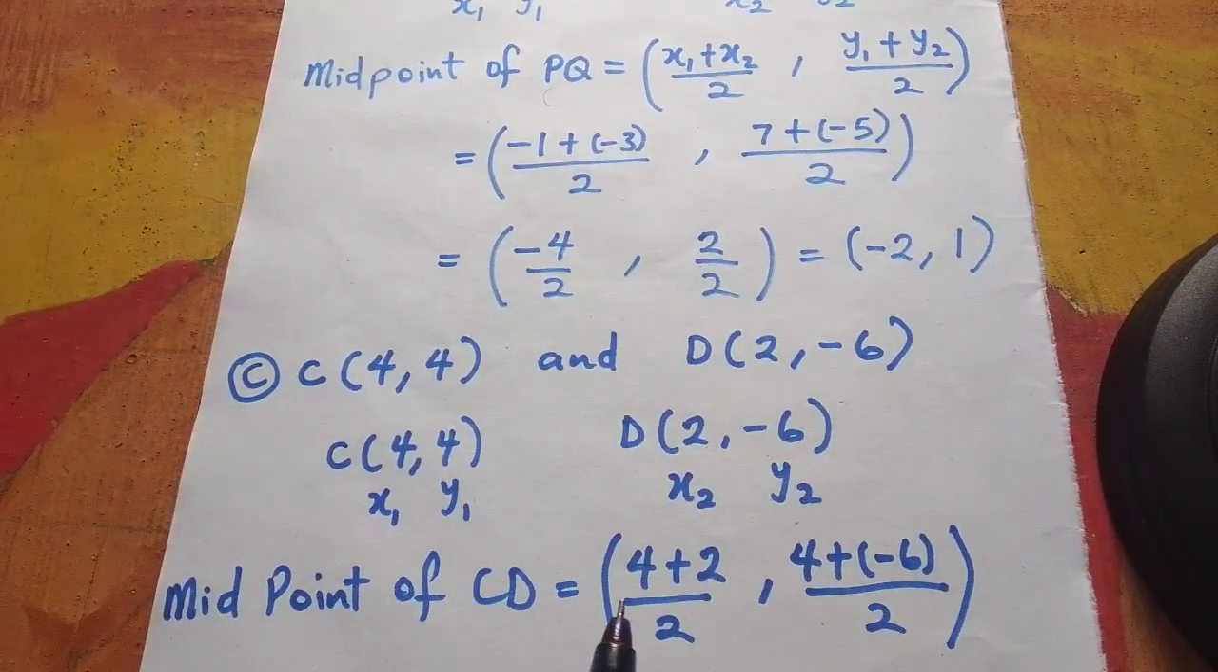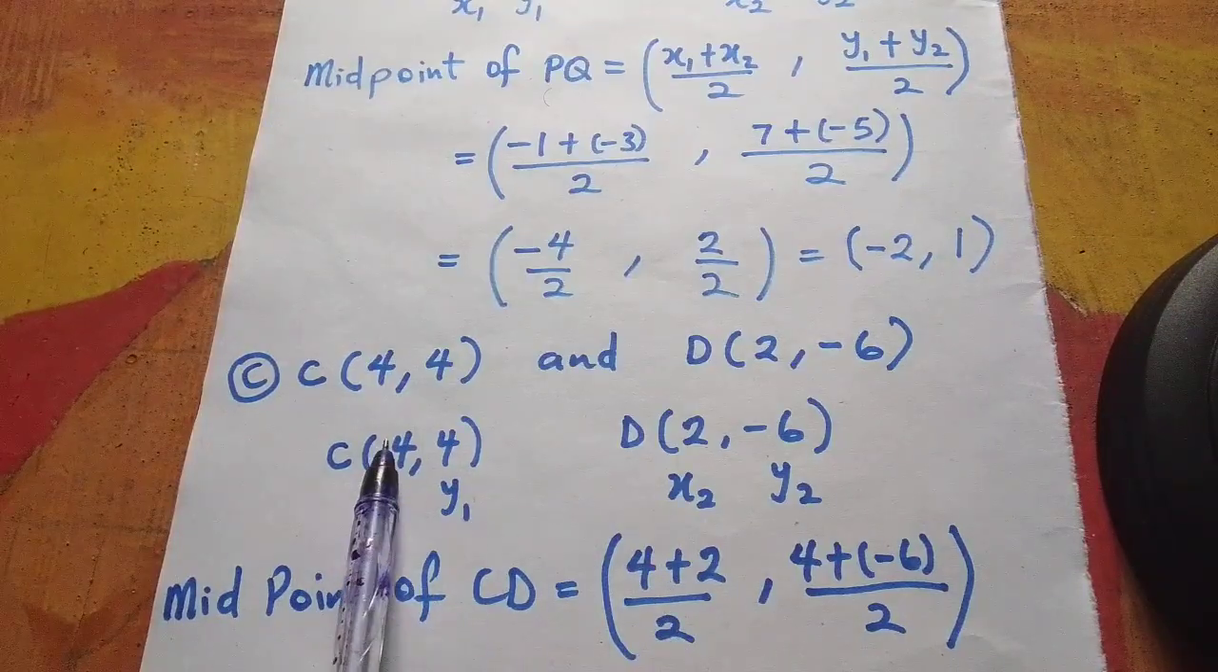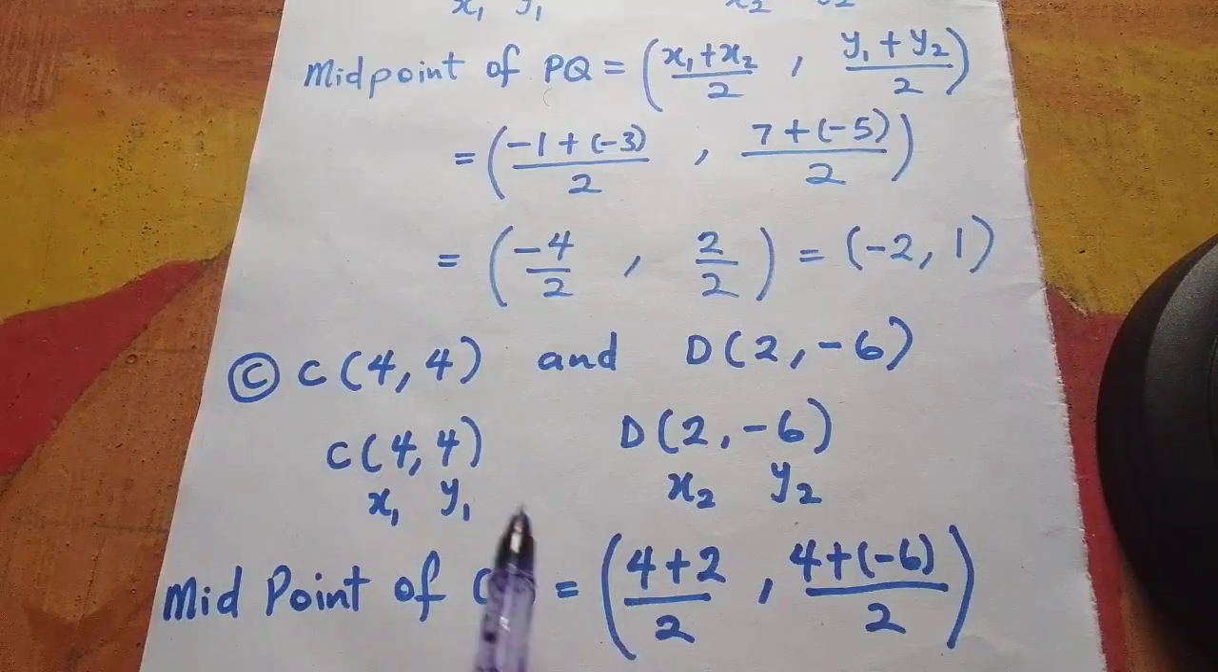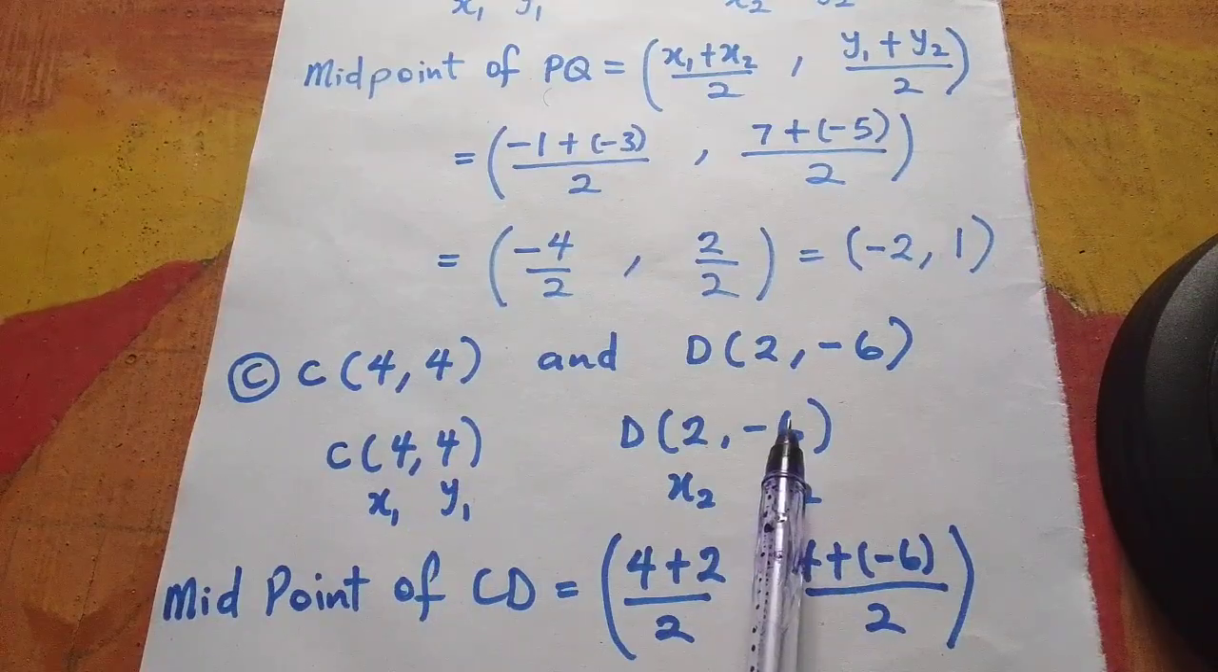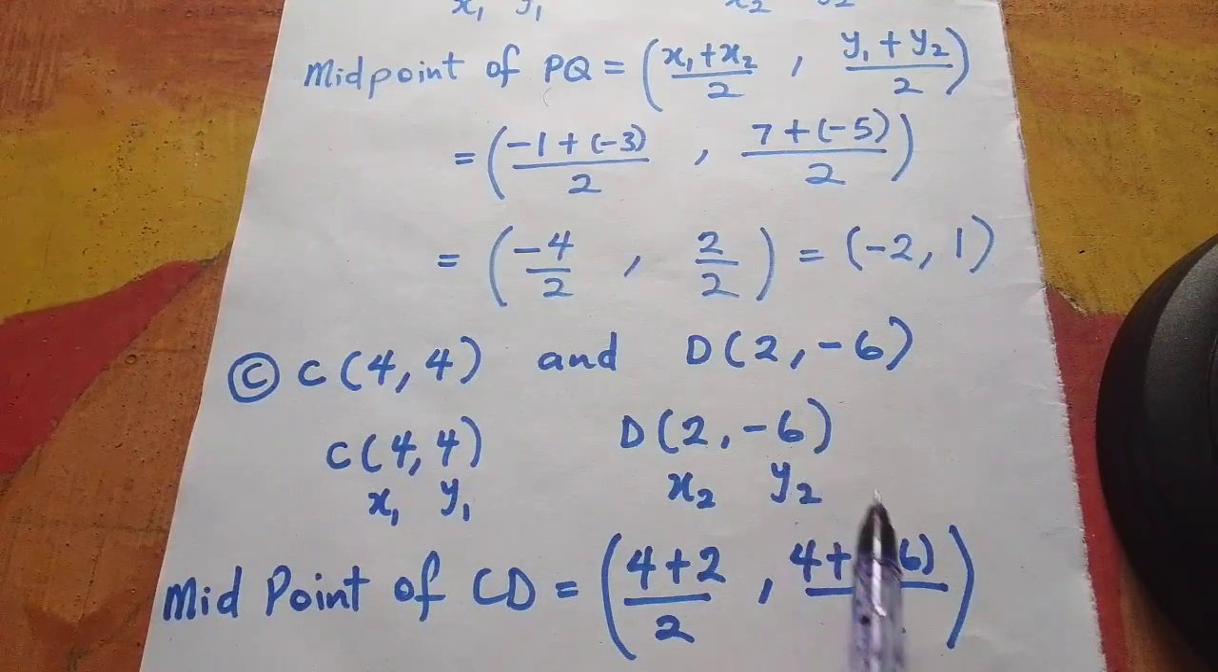So the midpoint of CD will be what? The middle half of CD will be what? Your x1 is what? 4. Your x2 is what? 2. 4 plus 2 divided by 2. And then your y1 is what? 4. Your y2 is what? Plus -6 divided by 2.